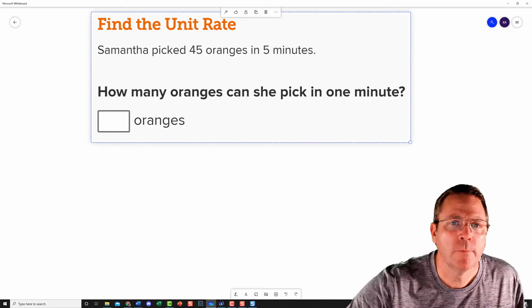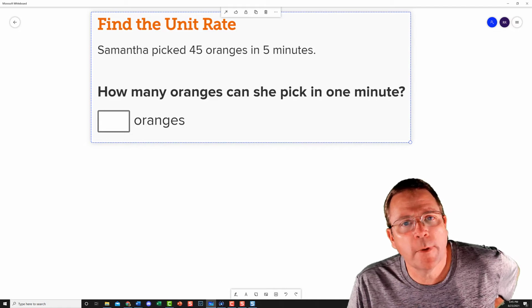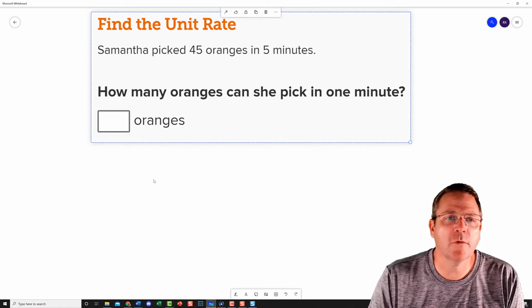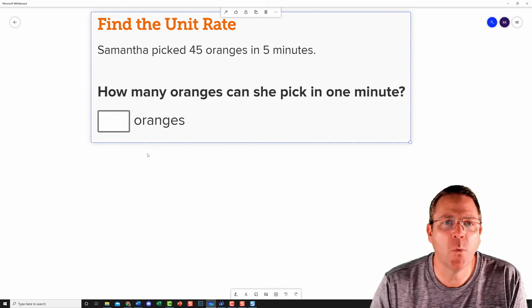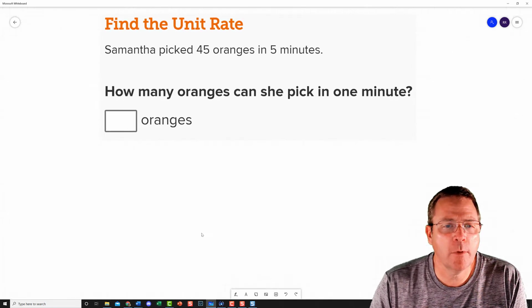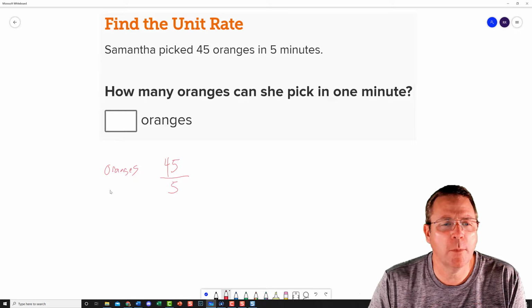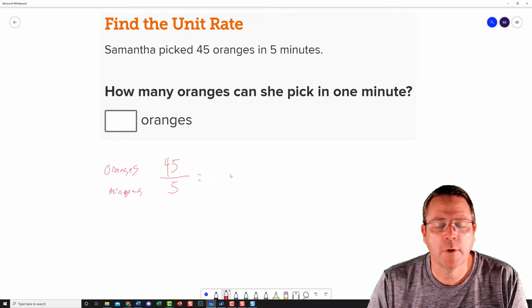Alright, did you get it done? The problem tells us that Samantha picked 45 oranges in 5 minutes, and it wants to know what the unit rate is. In other words, how many oranges can she pick in 1 minute? So to work that problem, we're going to set it up with 45 over 5, where your top number is your oranges and your bottom number is your minutes. And that, of course, is going to equal some number of oranges. We'll call that x over 1 minute.